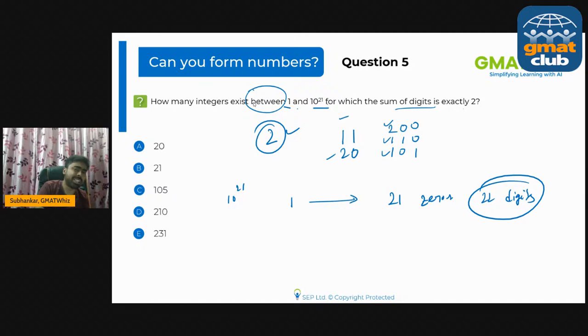But here it will not matter, because 10 to the power 21, you understand, the sum of the digits is 1, because it is 1 followed by 21 zeros. So it is going to be 1. I will not consider that any which way. So how should I go about it?